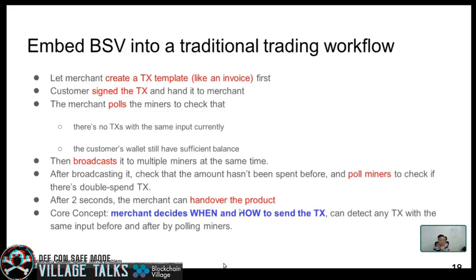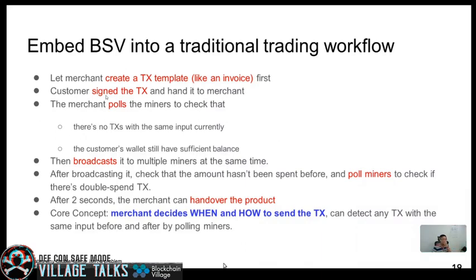So what he suggested is to take Bitcoin SV into a traditional trading workflow and use it like that. Instead of the example I gave you in the first few slides about the seller and trader, that workflow, he will consider that it's not safe. He suggests that everyone use this workflow instead. It's more like a traditional trading workflow.